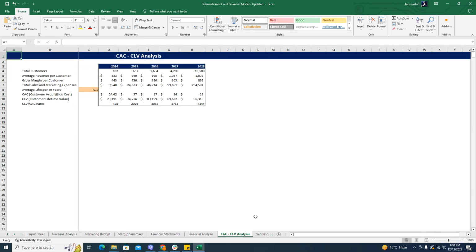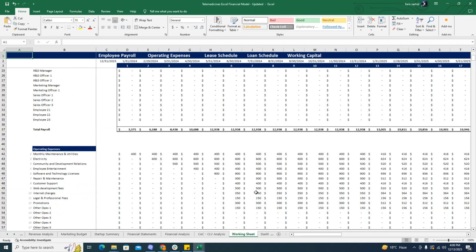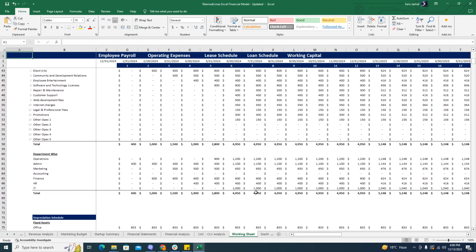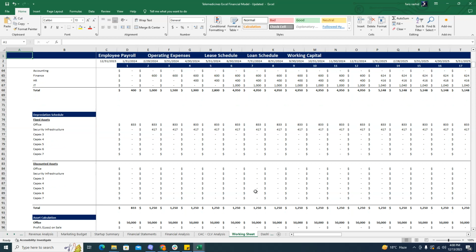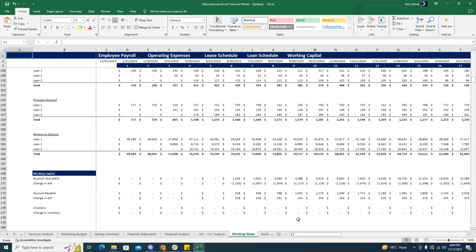Then comes the CAC-CLV analysis. This gives you the customer acquisition cost and customer lifetime value of the business that is being calculated. Then comes the working sheet. The working sheet includes all the calculations which are used in the financial statements. As you can see over here, it includes each and everything in detail.